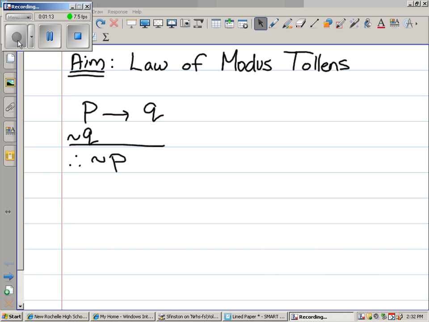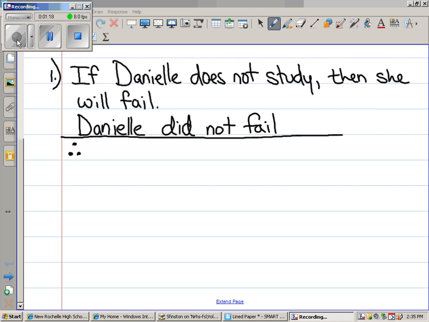Let's look at it in terms of a word problem. All right, guys. So I gave you two premises. Danielle didn't study. I'm telling you, if she doesn't study, then she's definitely going to fail. And Danielle did not fail. So what is it that you can conclude? Ben? Yeah, very nice. Danielle studied. Very nice.